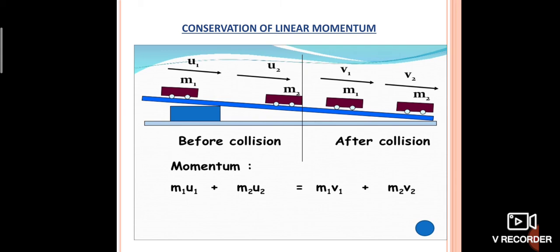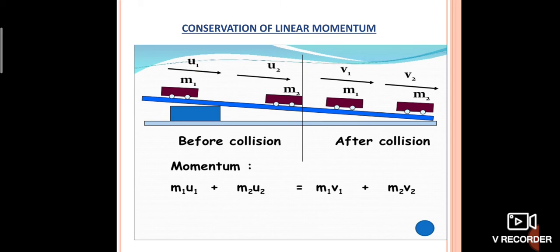Third law of conservation is law of conservation of linear momentum. There are two bodies of masses m1 and m2. Before collision, the velocity of mass m1 is u1, the velocity of mass m2 is u2. After collision, the velocity of both the masses changes. The velocity of mass m1 is v1 and the velocity of mass m2 is v2.